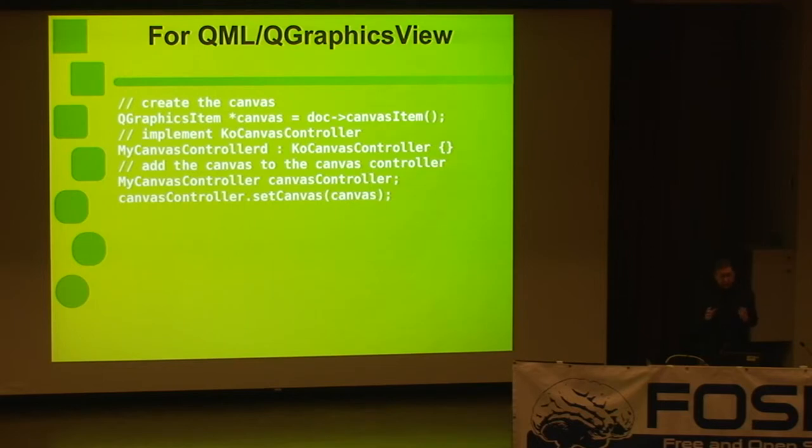QML Graphics View is a bit more complicated. You get your canvas item from the document, same as you would get a view. And then you have to implement the KoCanvasController class. The KoCanvasController class is quite big. It's a huge interface. It's relatively new, so it's not entirely well documented yet. And it is responsible for all your scrolling, panning, and zooming needs.